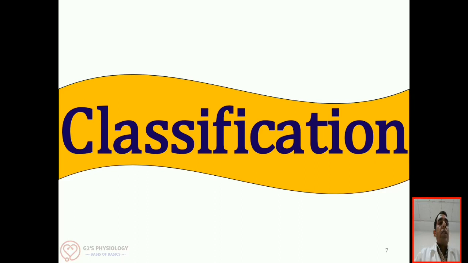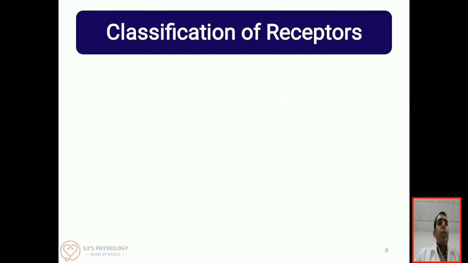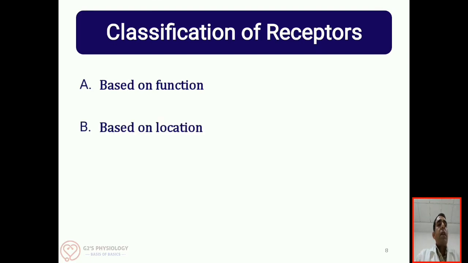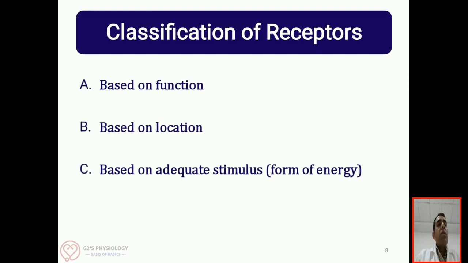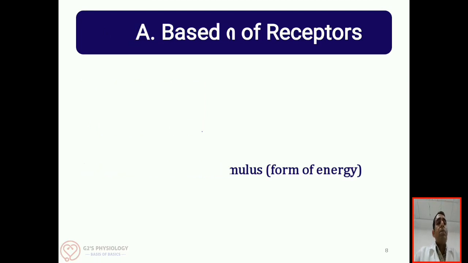Now coming to the classifications. The classification of the receptor is based on several ways. There are three ways of classifying the receptor: one is based on the function, second is based on the location, and third is based on the adequate stimulus or form of the energy, or we can say the type of the stimulus. That we will discuss one by one.